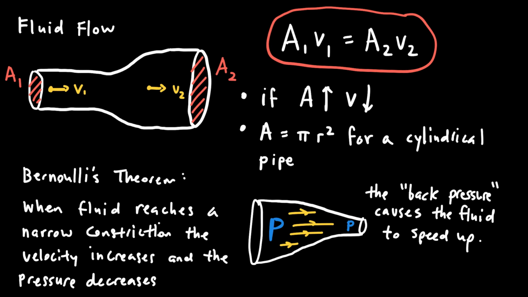And this is because of what we call the back pressure. The pressure on the left-hand side of this pipe would be greater, and that greater pressure on the left-hand side of the pipe causes a force to be exerted on the water in the more narrow section of the pipe. That force causes an increase in the speed of the fluid. It actually accelerates as it moves from the bigger section to the smaller section. So that back pressure is what's causing the fluid to speed up in the more narrow section of the pipe.